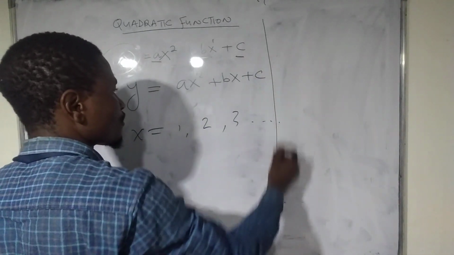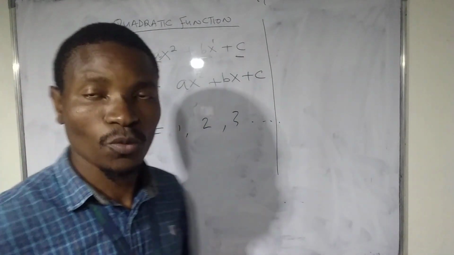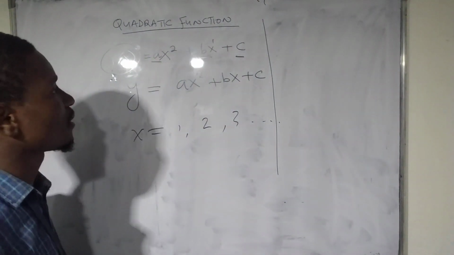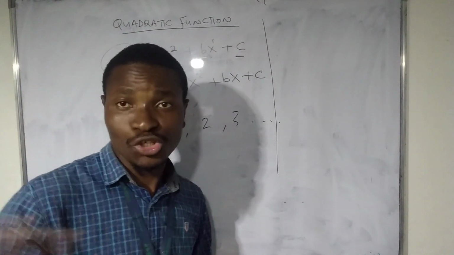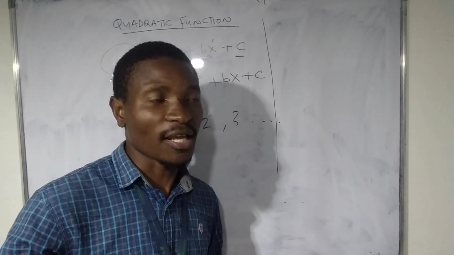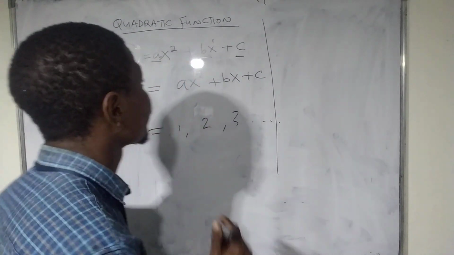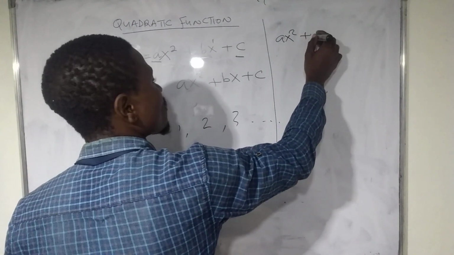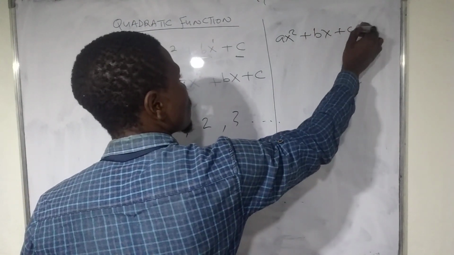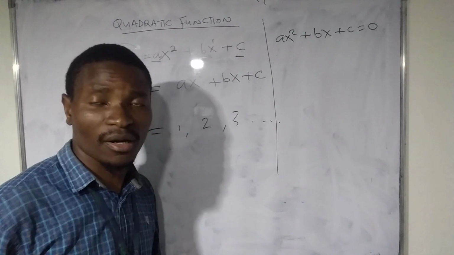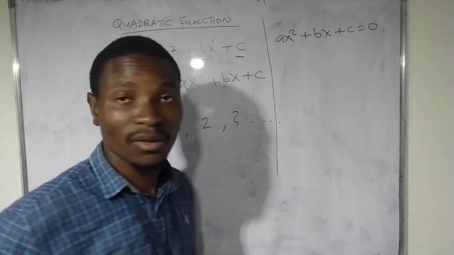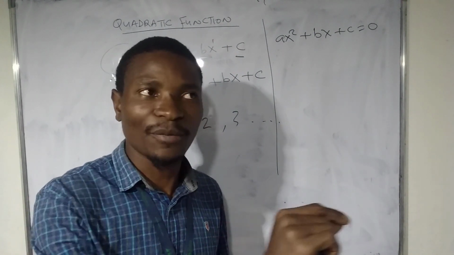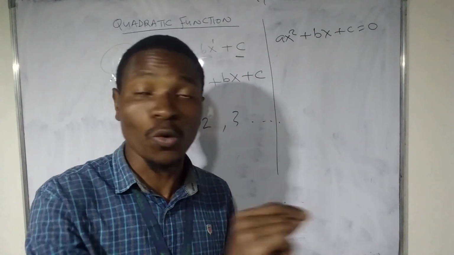Okay, so now if you want to solve the quadratic equation, the function, at some instant, we can assume that the quadratic function is ax squared plus bx plus c equals 0. Okay, so that now becomes an equation, because an equation can either be an equation in one variable or an equation in two variables.